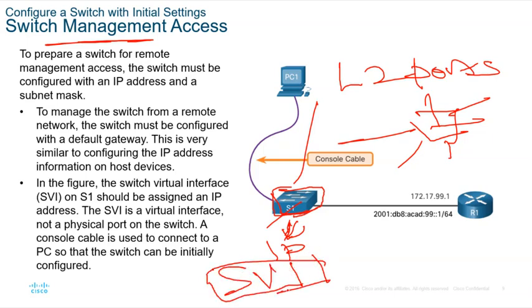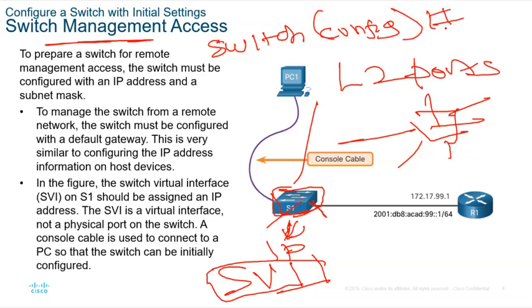Switch virtual interface. You hear the word virtual. Something that is virtual is not physical. So we need to create that interface on this switch, and I remember we did that. All we need is to access the switch here. You'll be in global configuration mode. The global configuration mode looks like this.